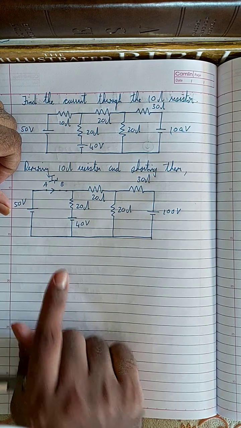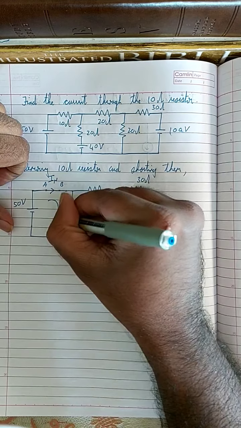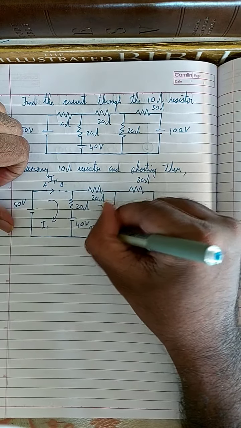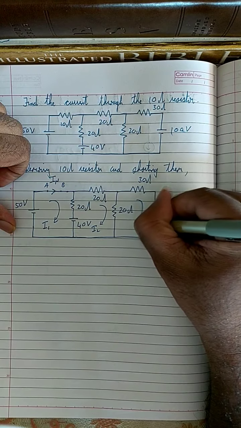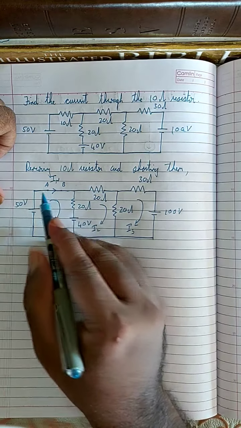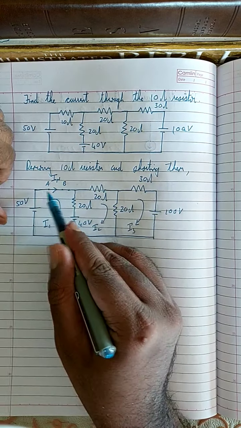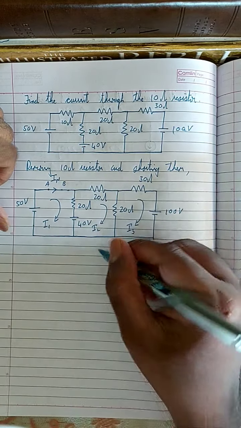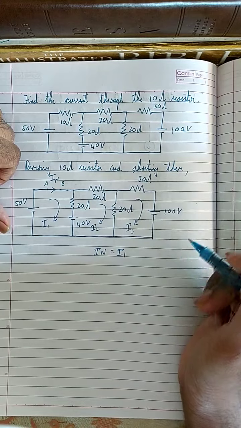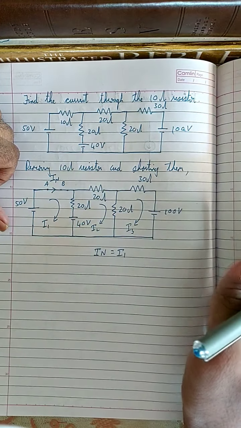Okay, so I'm going to apply mesh analysis. If I apply mesh analysis, then this is mesh 1, so this is I1, this is mesh 2, so this is I2, and this is mesh 3, so this will be I3. Therefore I need to find the current through this branch, that is IN. But according to your mesh current, the current through this branch is also called I1. Therefore IN is equal to I1, which means you need to find only the value of I1. If you find the value of I1, you have already found the value of IN.